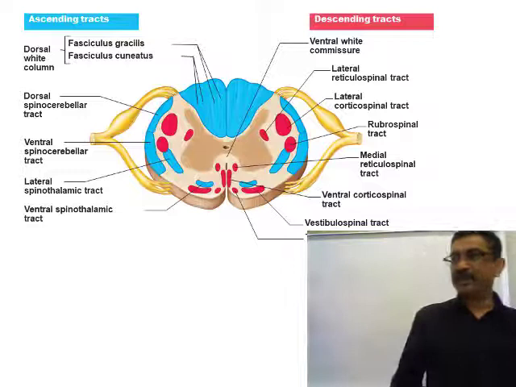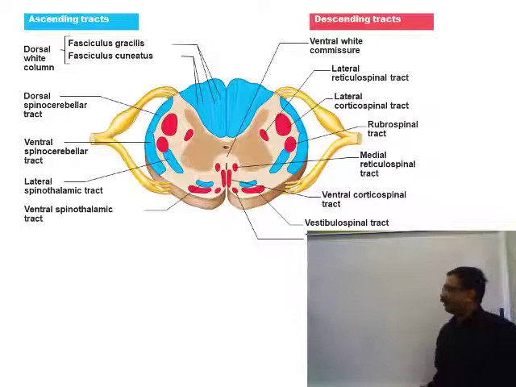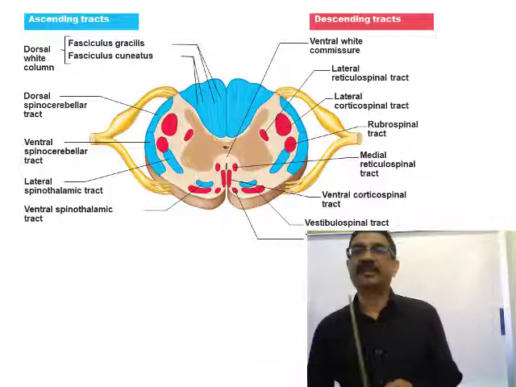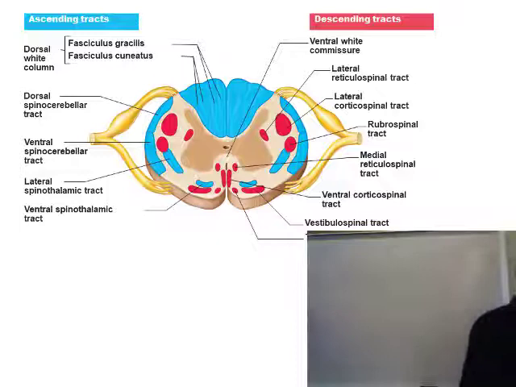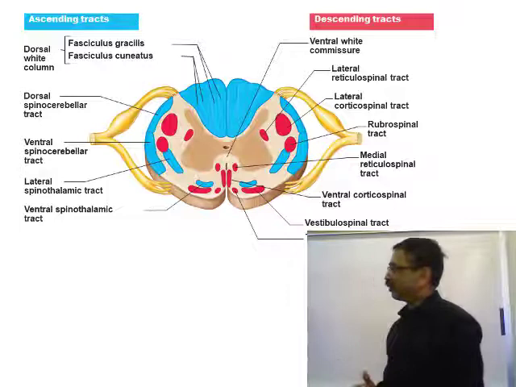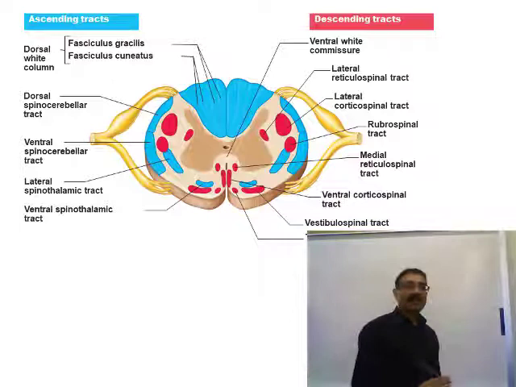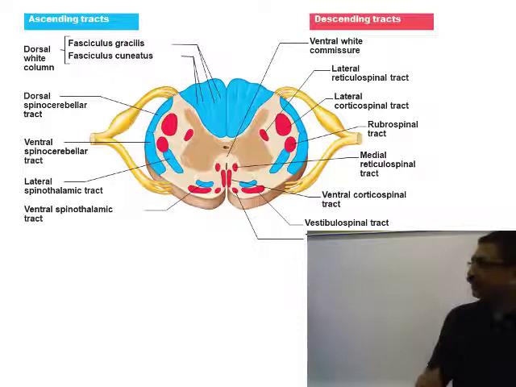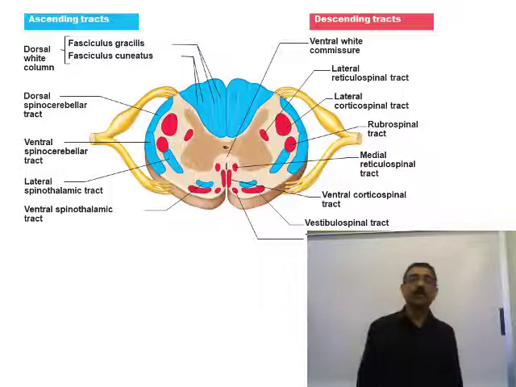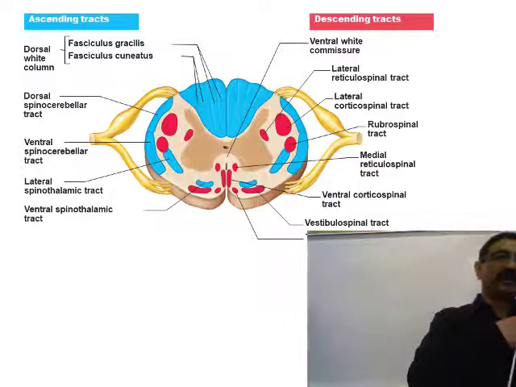Spinocerebellar. In the back part, you see there are two tracts in each half: fasciculus gracilis and fasciculus cuneatus. Fasciculus gracilis medially and fasciculus cuneatus laterally. And just know that fasciculus gracilis and cuneatus are mainly responsible for crude touch and deep pressure signals.